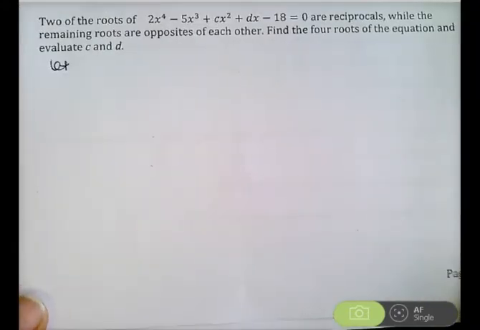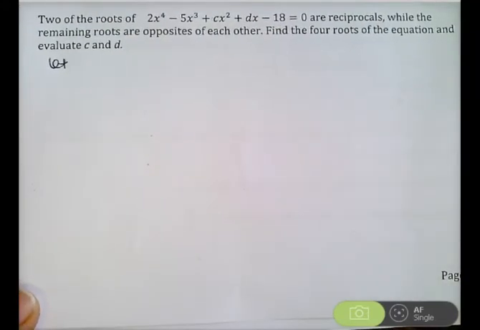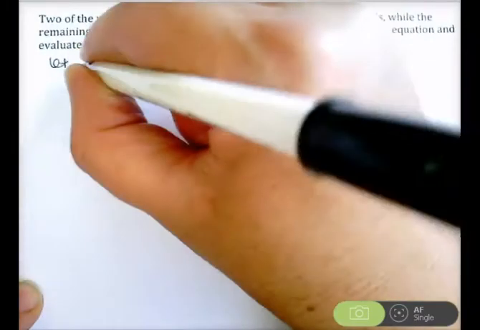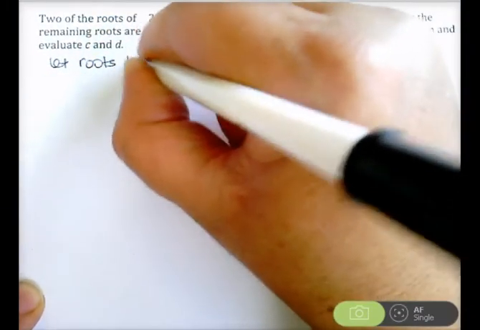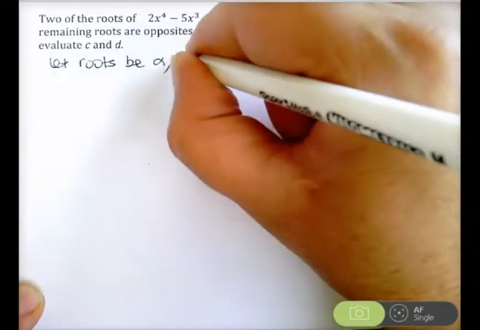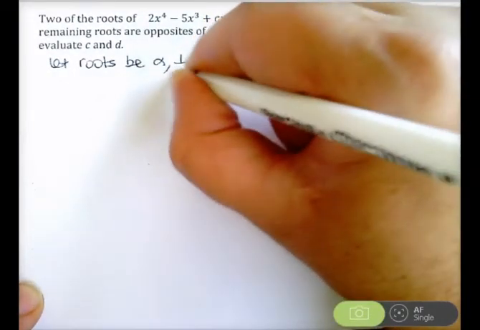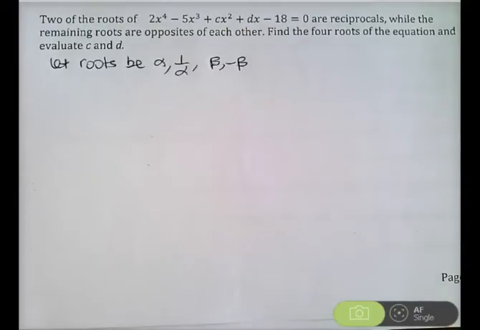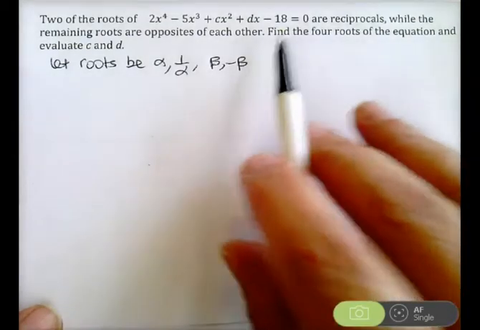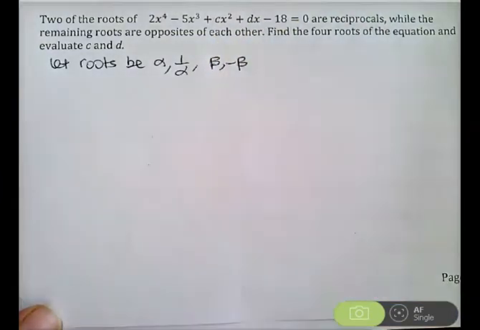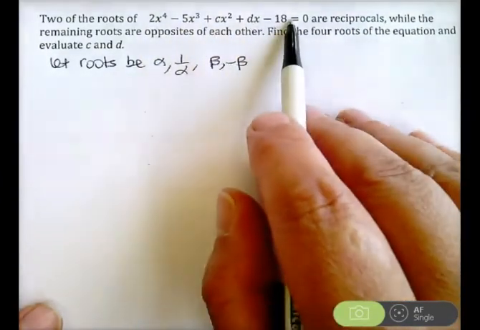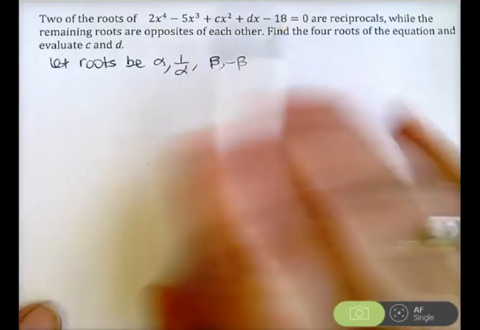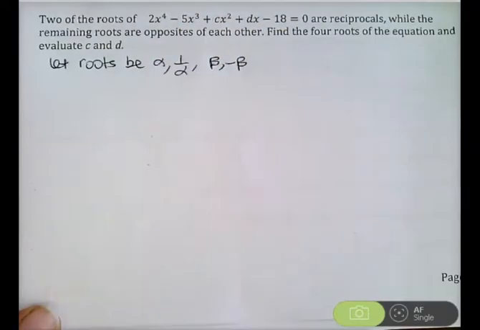Question 2, page 16: two of the roots are reciprocals while the remaining roots are opposites. Let the roots be alpha, 1 on alpha, beta, and minus beta. Okay, let's start with sum of roots, product of roots, etc. They want C and D. Remember, we've got A, B, C, D, E this time, because it's a quartic.